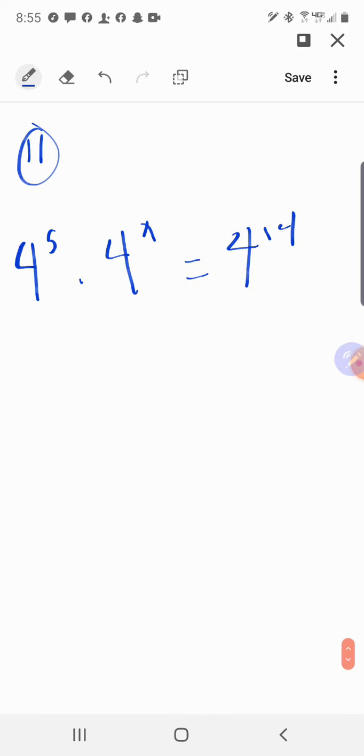Number 11. It says, what value of n makes the following equation true? So it's the same thing. We got 4 to the 5th times 4 to the x is equal to 4 to the 14th. Our bases are the same. Since our bases are the same, I can just rewrite this problem. Whenever we're multiplying and our bases are the same, we add the exponents. So I have 5 plus x is equal to 14.